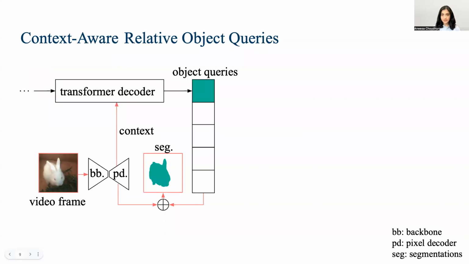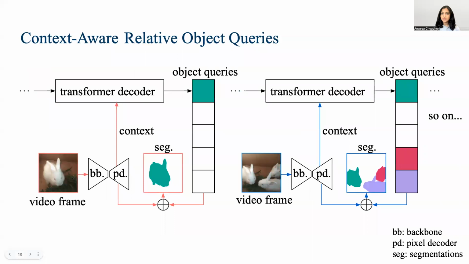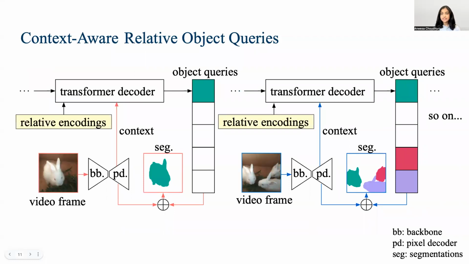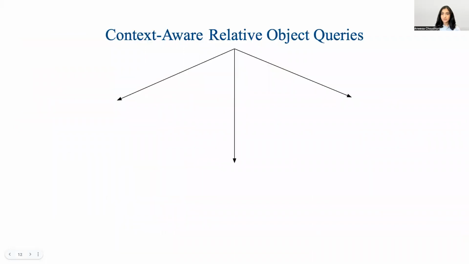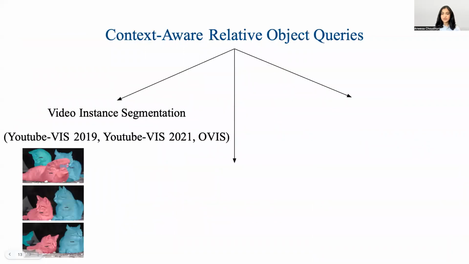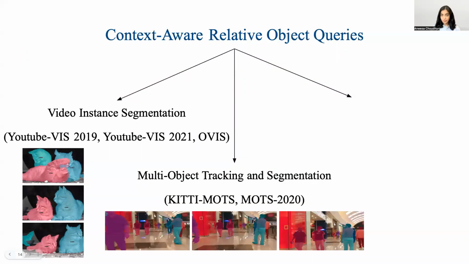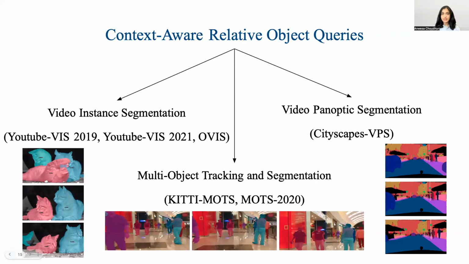Just one kind of object queries continuously and seamlessly propagates across frames without any post-processing. Relative positional encodings capture position changes of objects in motion better than absolute positional encodings used in prior work. We match or surpass the state-of-the-art results on video instance segmentation, video multi-object tracking and segmentation, and video panoptic segmentation.